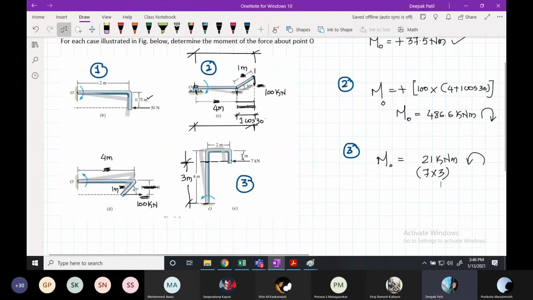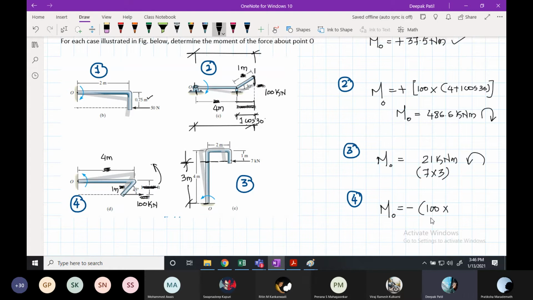Okay. Next, let me go to this one, the fourth one. I want moment at O now. So I want the moment caused by this 100 kilonewton at point O. You know that if you keep your thumb here and put your forefinger here and try to move, it will move in an anti-clockwise direction. So it is minus. Okay. Tell me now, 100 into what?